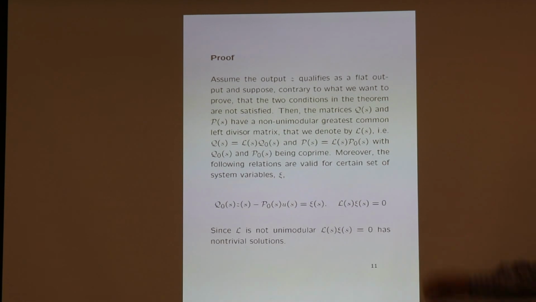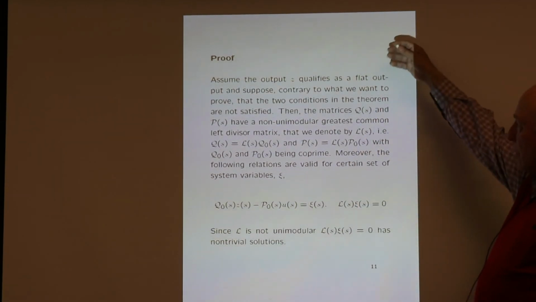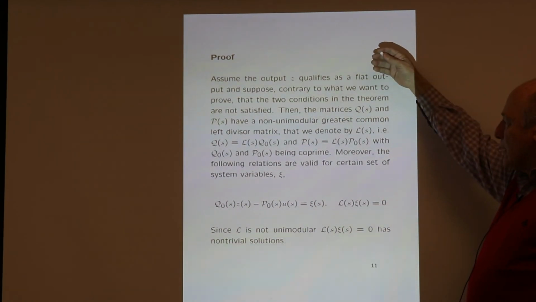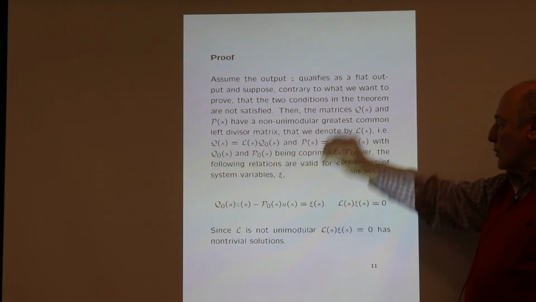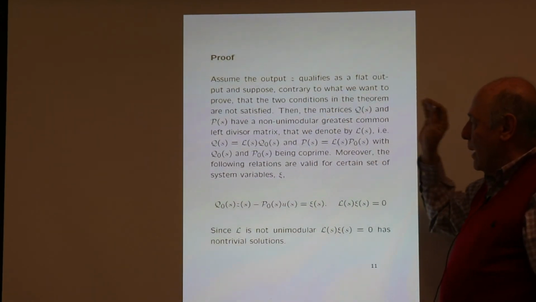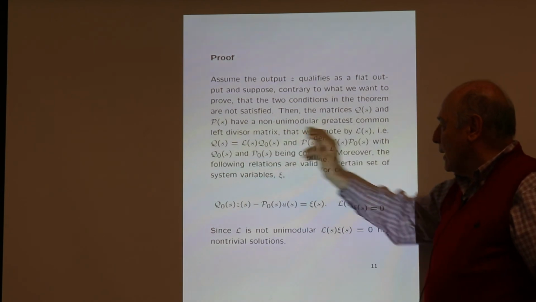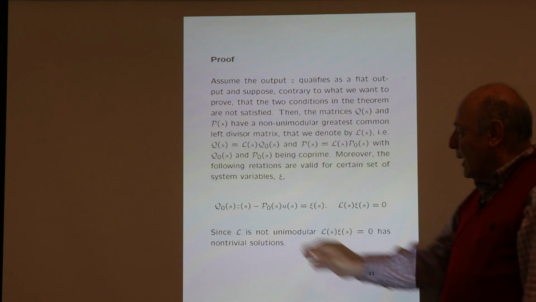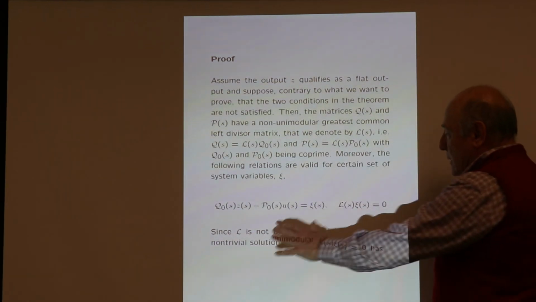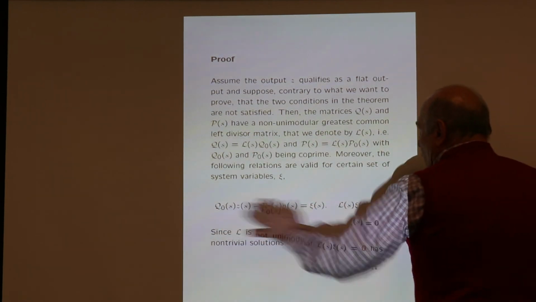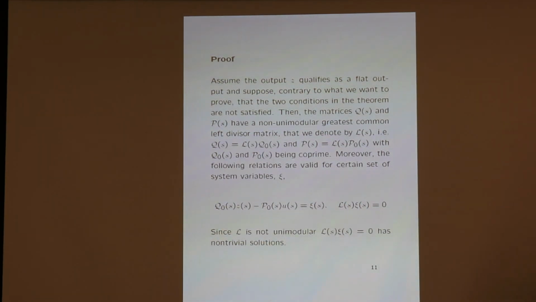Therefore, the initial assumption was wrong, and it consisted in saying that we did have a flat system, but none of the two conditions were valid. If none of the two conditions are valid, P and Q are not coprime because they have a non-unimodular common factor on the left that you can extract, and the Bezout identity will tell you that necessarily there exists an annihilating matrix of C which will reproduce the system equations. And that means that C cannot qualify as a flat output either.